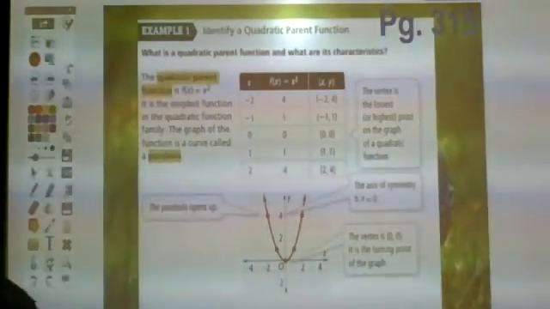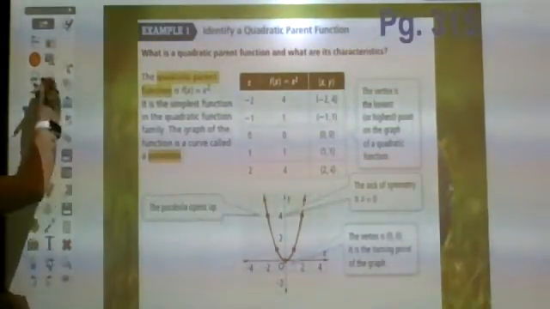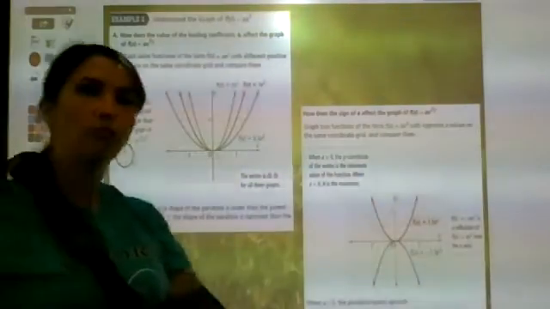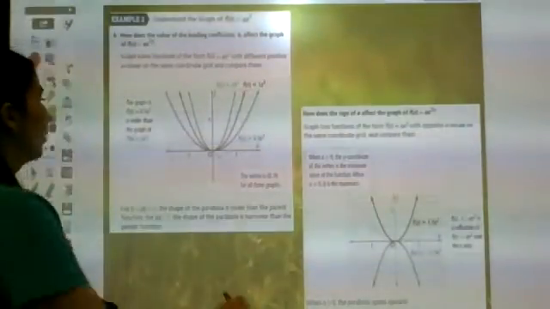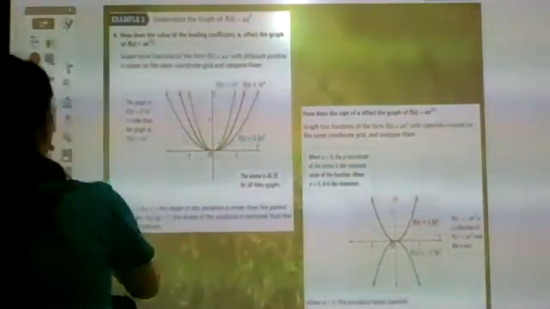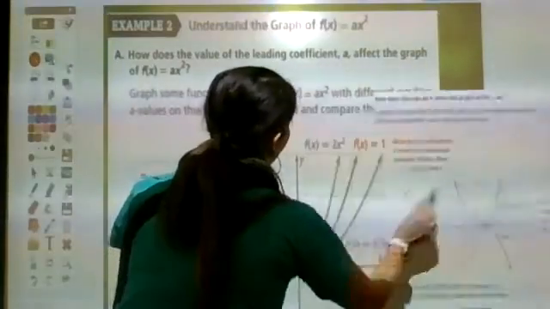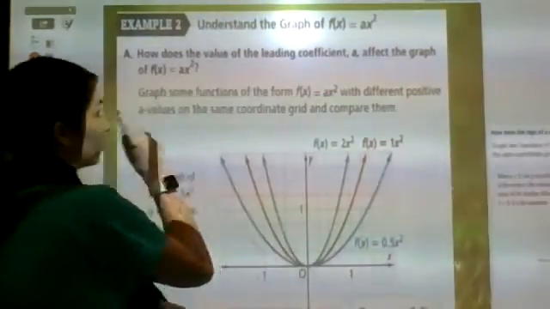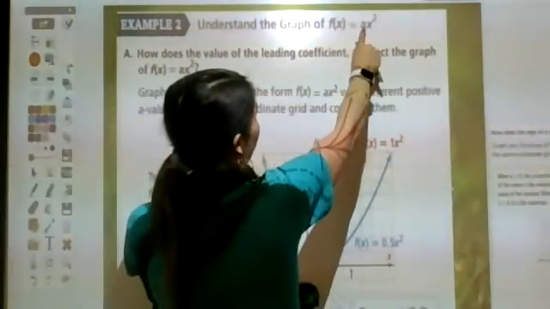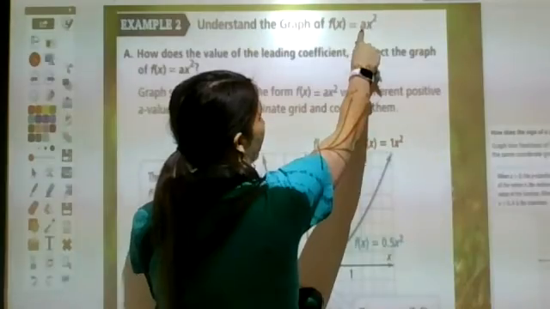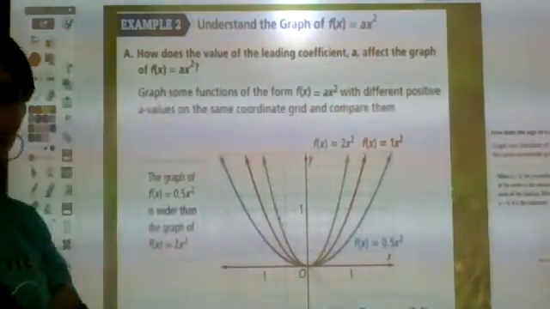There you go. All right, so now let's actually work with this parent quadratic function a little bit, and let's change things up a bit. So here, let's take a look at this. What happens if we add a number in front of the x? So now we have an ax squared. If I put a number in front of that x, what happens then with our parabola?